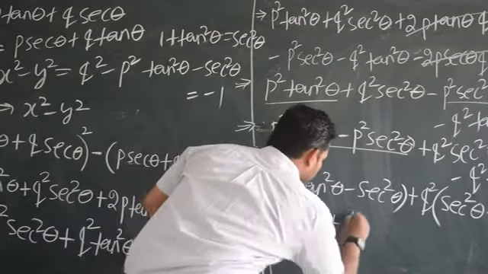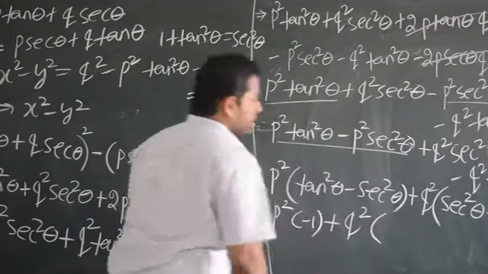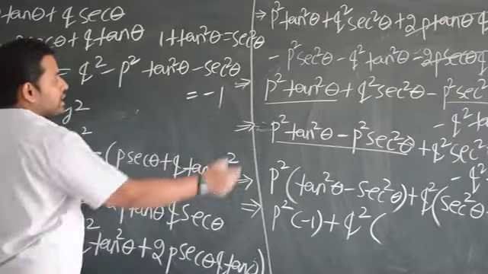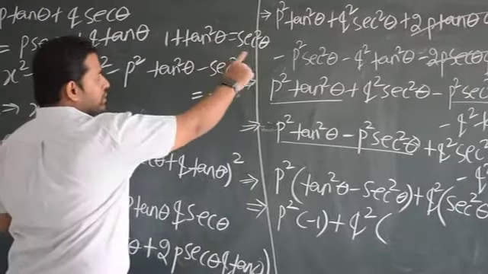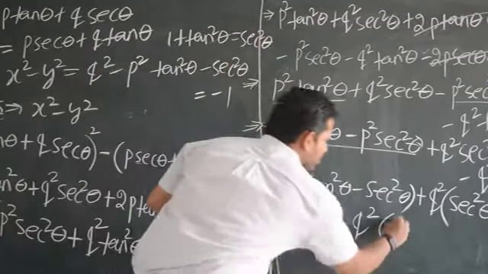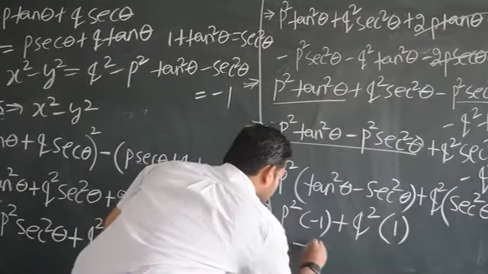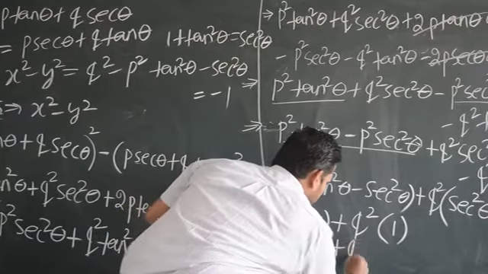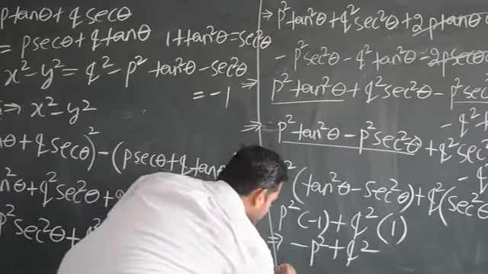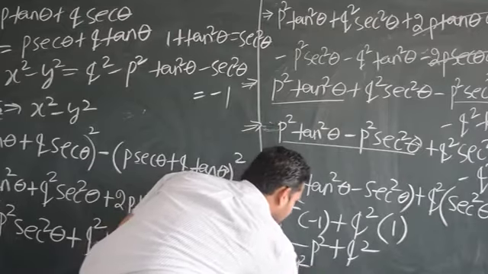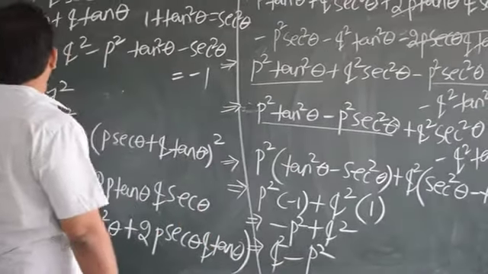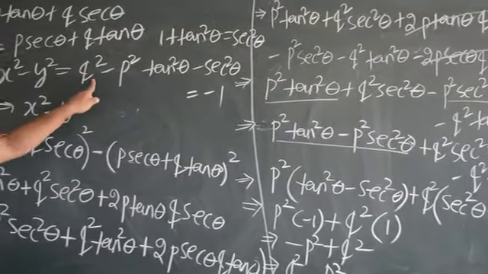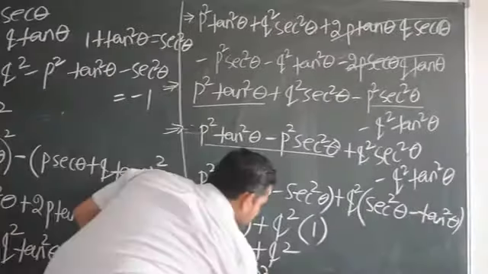Similarly, I have to keep q square here, q square bracket, secant square theta minus tan square theta. Anyhow, secant square theta is here, send that tan square theta that side. So secant square theta minus tan square theta becomes 1. So I am remaining with, what is that? Minus p square plus q square. Okay, let me reverse it. It becomes q square minus p square. This was our RHS, right? Where is it? Here it is there, q square minus p square. So that is equal to RHS.